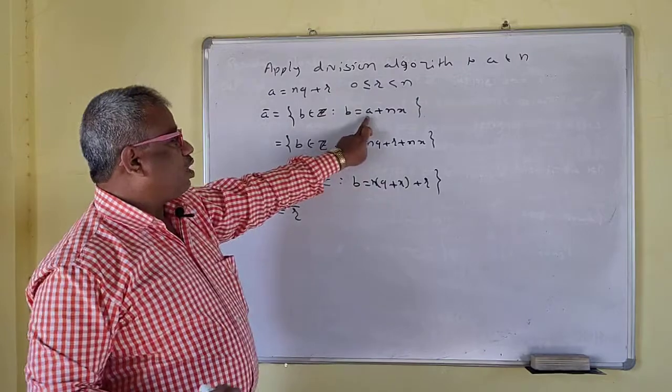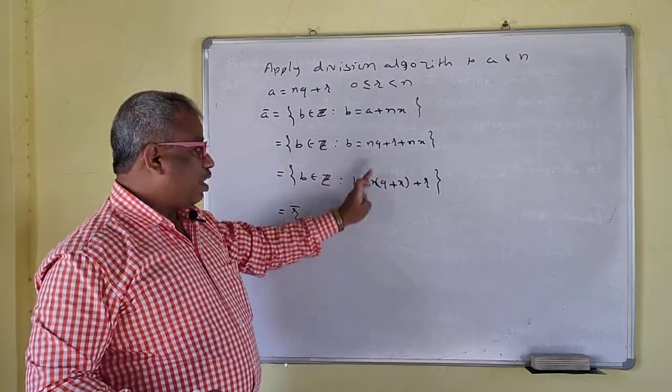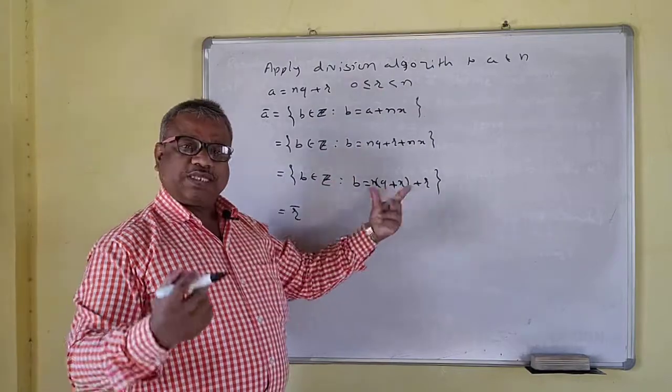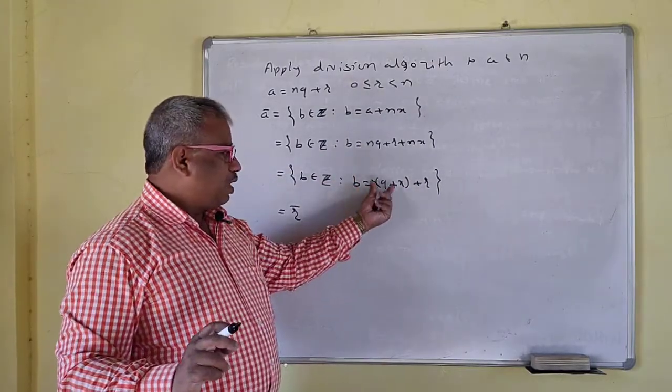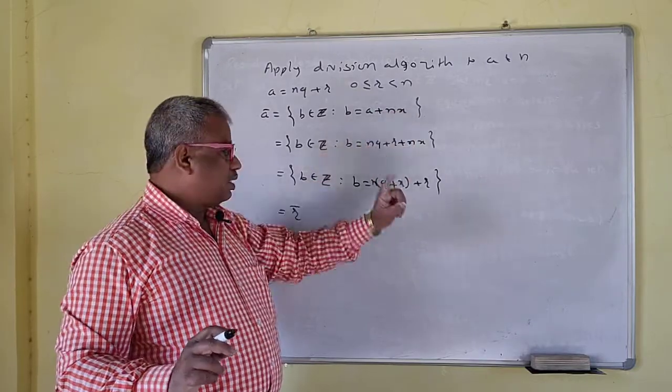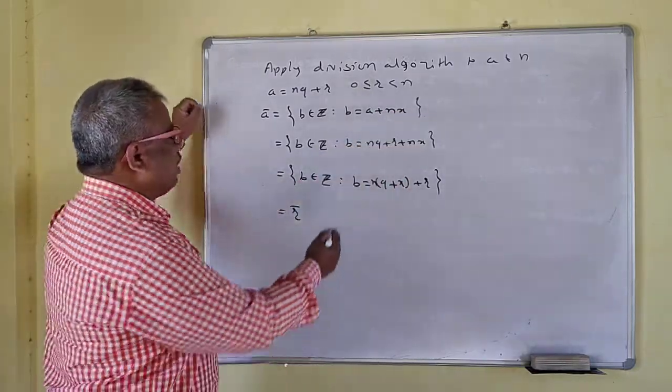See here, a bar is a plus nx. So b is equal to a plus nx, where x is any integer. So q plus x is also any integer. So b is equal to n into any integer, b is equal to n into q plus a. So that is your a bar, which is the same as R bar now.